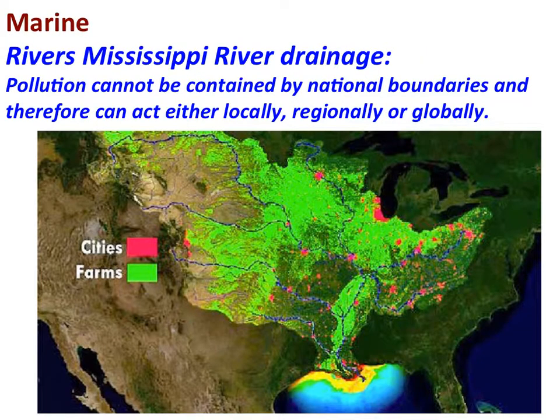In using this image of the Mississippi River emptying into the Gulf of Mexico, I want to make note of the idea that pollution cannot be contained by national boundaries, and therefore can act either locally, regionally, or globally. Keep this in mind.